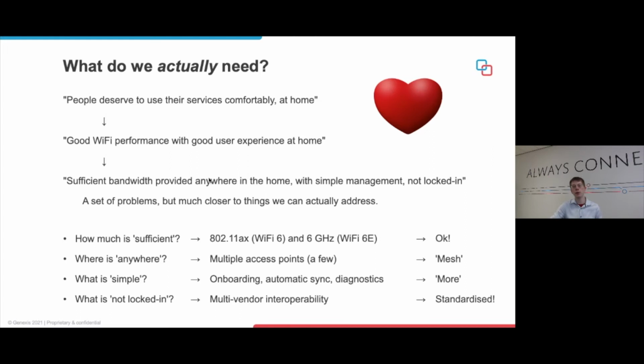So now we have a little bit more clear picture of what we actually need. And some of it is already taken care of. Some of it we can address by mesh, and we need a lot more as well. And it all needs to be standardized.